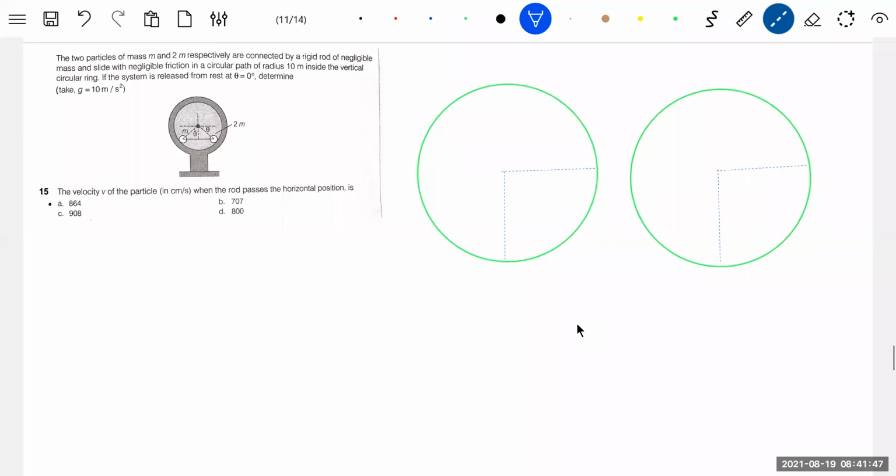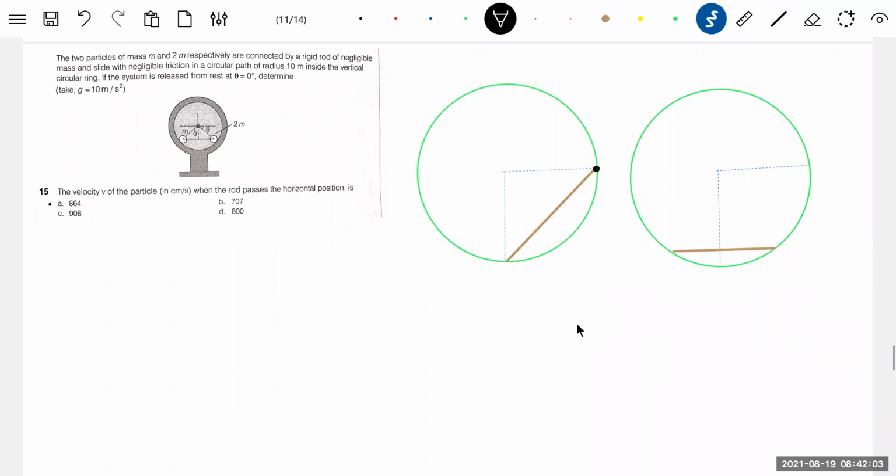It is like this. Now where is the rod? Let me bring the rod. Keep the rod like this. Now finally the rod has become horizontal. Release, theta equal to 0, is what it is telling.